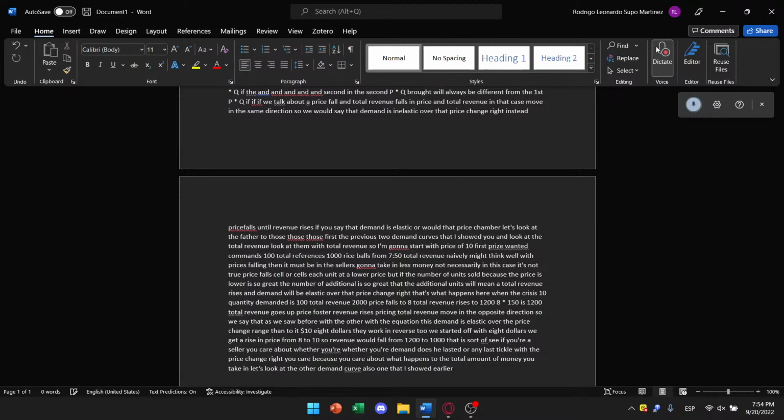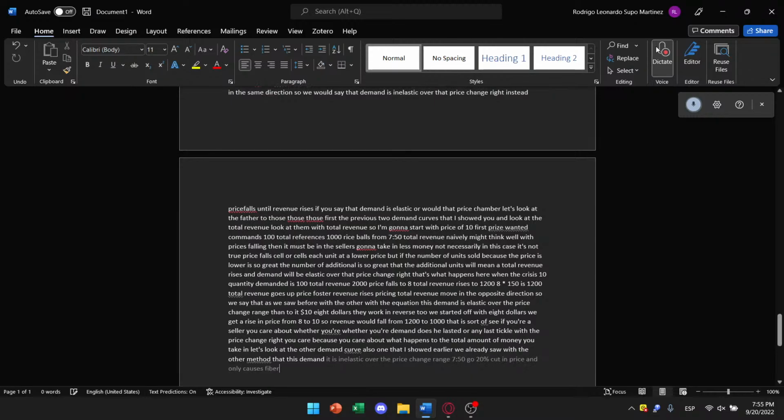We already saw with the other method that for this demand, it is inelastic over the price change range 10 to 8. You get a 20% cut in price and it only causes a 5% increase in quantity demanded. Let's use the total revenue method.